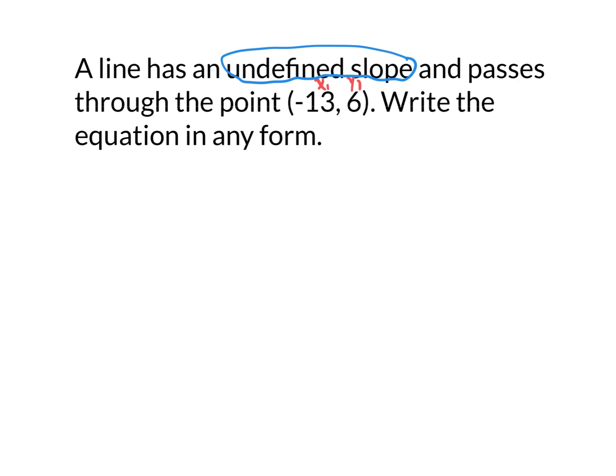What does an undefined slope look like? That would be a line that's so steep that it's perfectly vertical, up and down. Kind of like the wall. The wall has an undefined slope. So once again, an undefined slope is a line that's going straight up and down, not rising and running. And we do know that it passes through the location negative 13 comma 6.